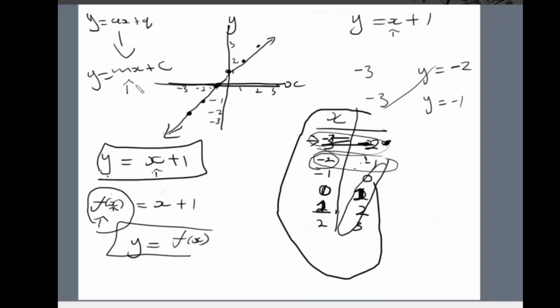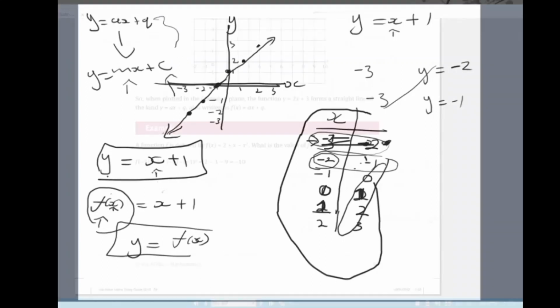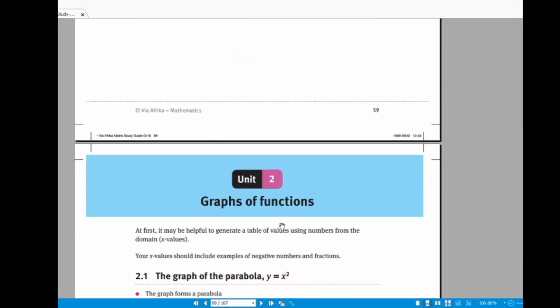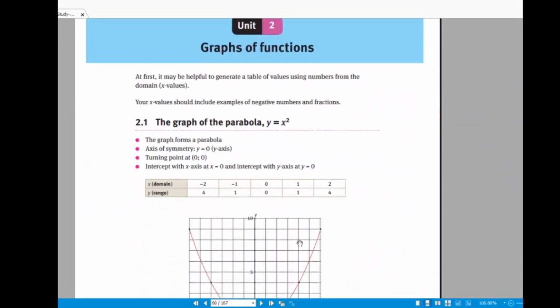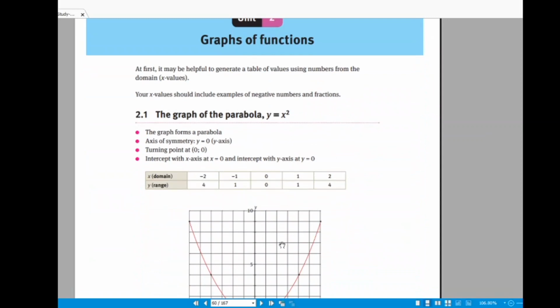M is our slope or the gradient, and C will be our y-intercept, right? We'll go more into detail on how to sketch a straight line and how to determine the equation of a straight line if you are given the graph of that function, right? Okay, so graphs of functions.